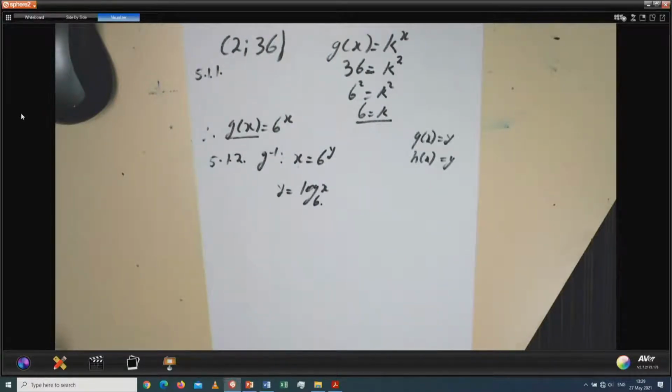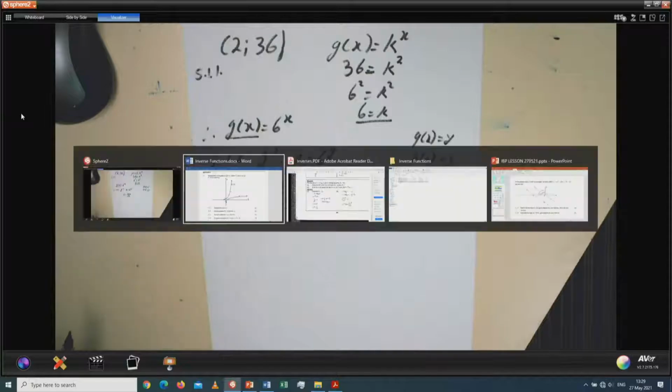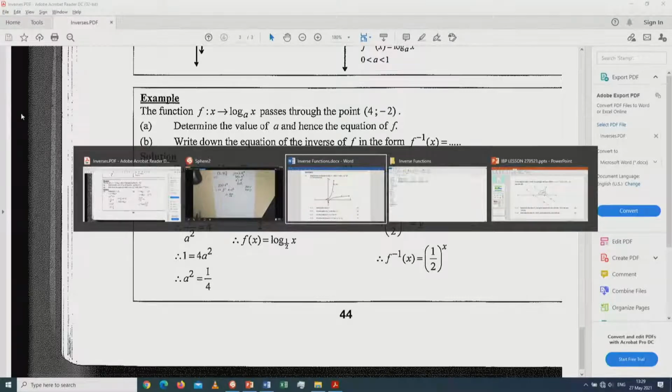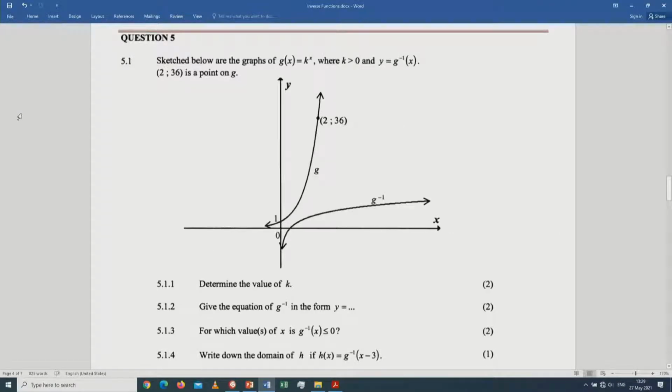5.1.2. The question wanted us to write the inverse in the form y is equal to. Here is the question. Give the equation of the inverse in the form y is equal to. 5.1.2. For which values of x is the inverse greater than 0?